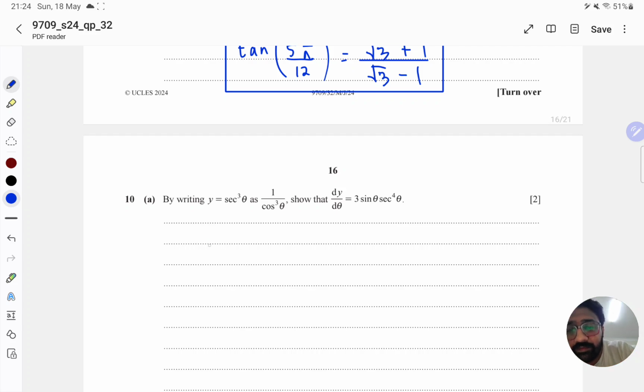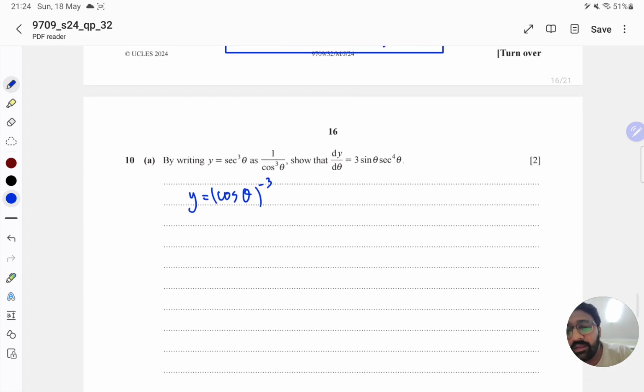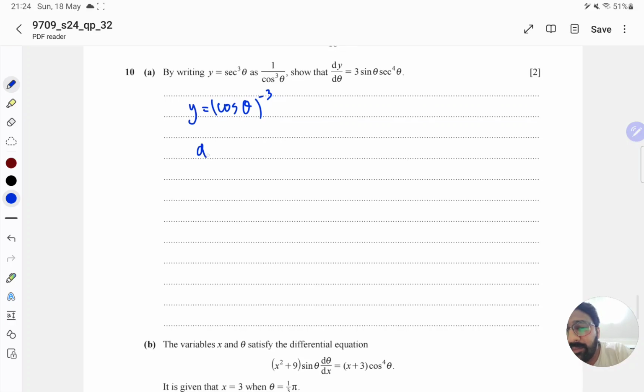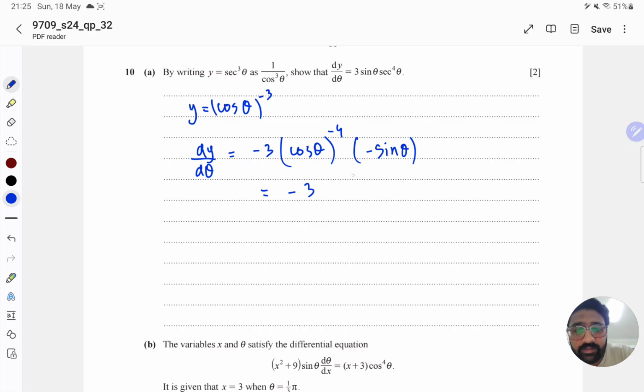Okay, so basically he says that y is equal to cos theta whole power of minus 3. We just need to take the derivative and it will be dy by d theta, which will be minus 3 cos theta to the power of minus 4 into the derivative of the bracket, which will be minus sin theta. The final answer will be minus 3 sin theta into cos theta to the power of minus 4.